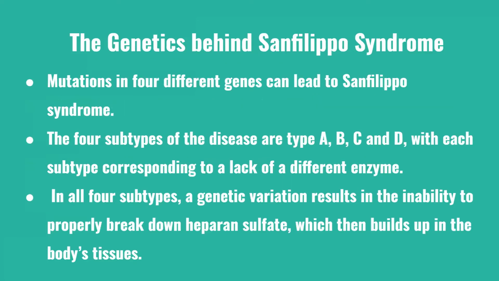The genetics behind Sanfilippo syndrome. Mutations in 4 different genes can lead to Sanfilippo syndrome. The 4 subtypes of the disease are type A, B, C, and D, with each subtype corresponding to a lack of a different enzyme. In all 4 subtypes, a genetic variation results in the inability to properly break down heparan sulfate, which then builds up in the body's tissues.